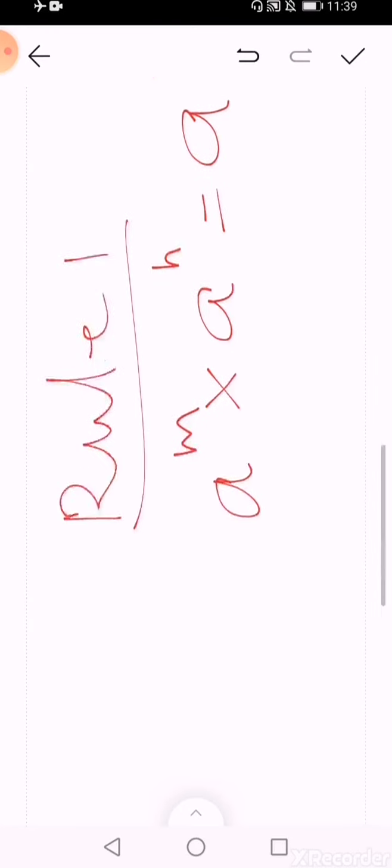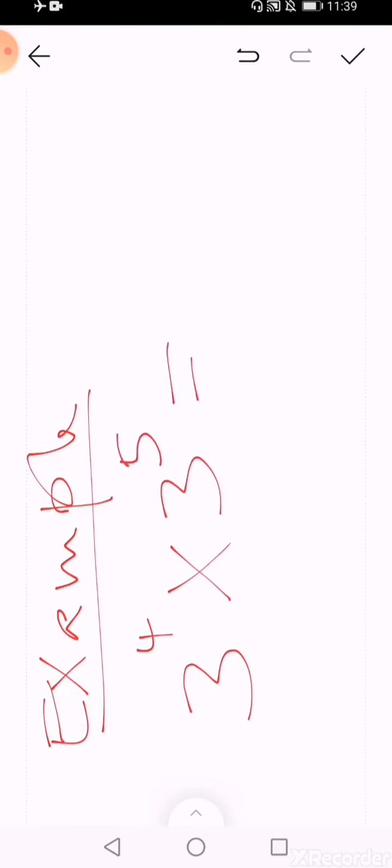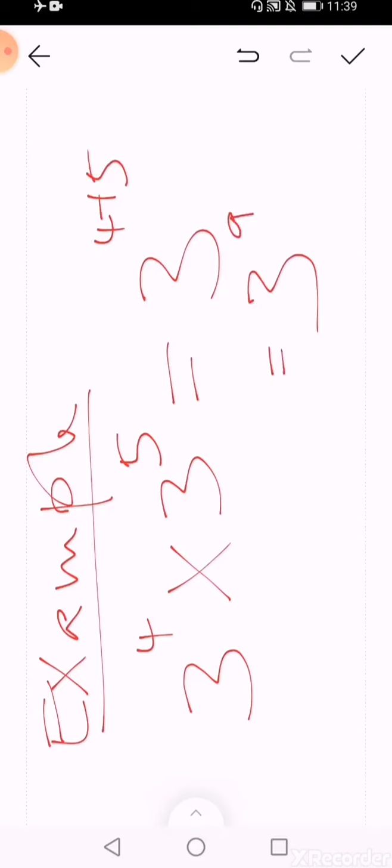Let's look at an example where we use the first rule. If we have 3 to the power 4 times 3 to the power 5, this gives us 3 to the power 4 plus 5, which is 3 to the power 9. So this is the first rule. Now let's move on to the second rule, rule 2.